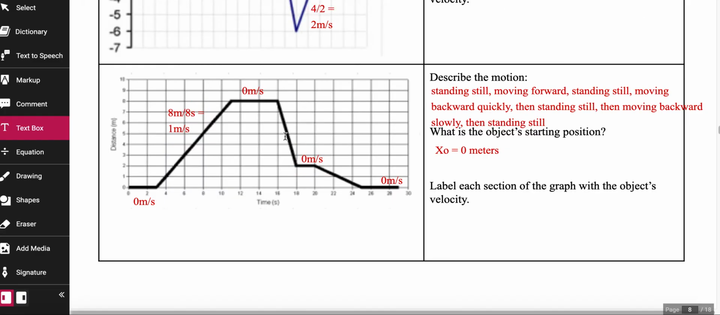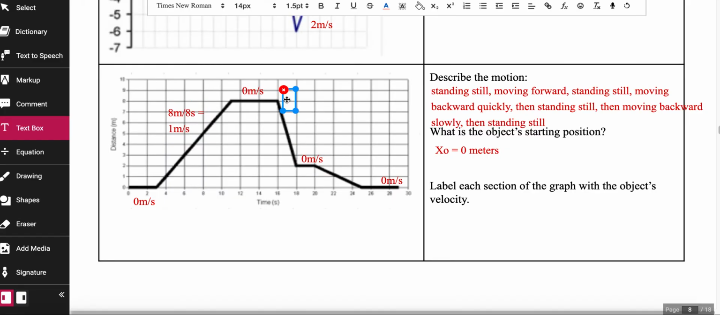Okay, now we're going to do this downward segment here. My rise is -6 because I go from +8 down to 2. And my run is 2. I'm going from 16 to 18. So I'm moving at -3 meters per second. This is our fastest movement for this graph.